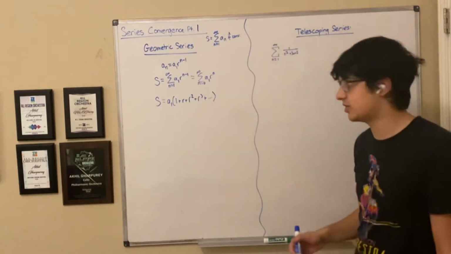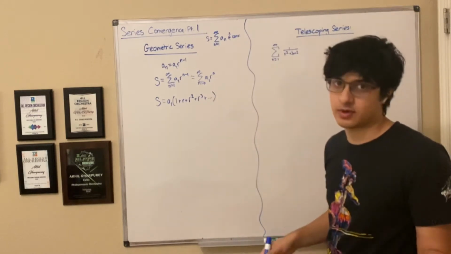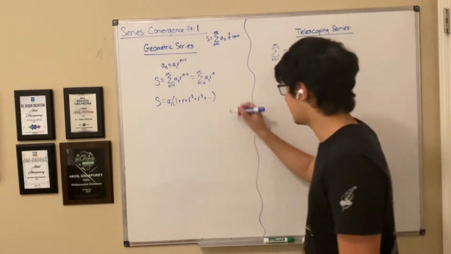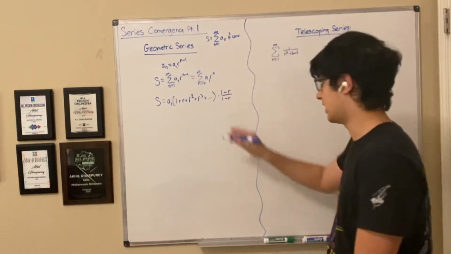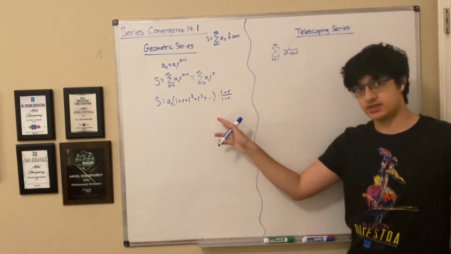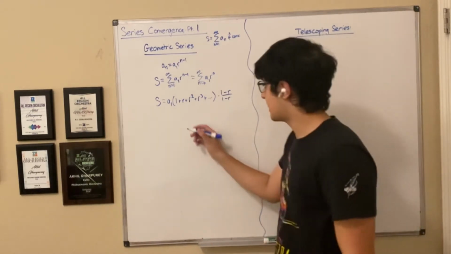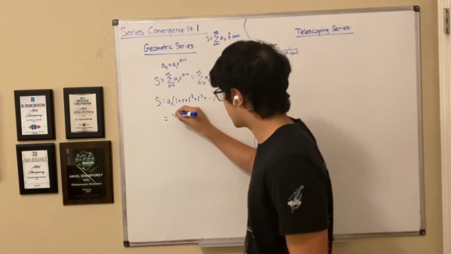And then what I'm going to do here, we can actually get this by doing a partial sum, but I'm not going to do that. What I'm going to do is just do a 1 minus r over 1 minus r, and I'm going to multiply that into this summation here. That way, we will get a cancellation of terms.